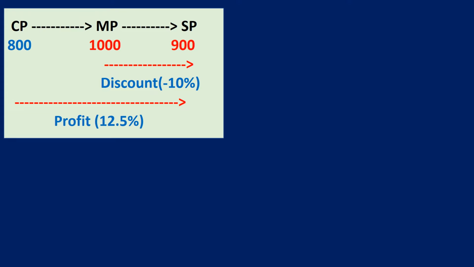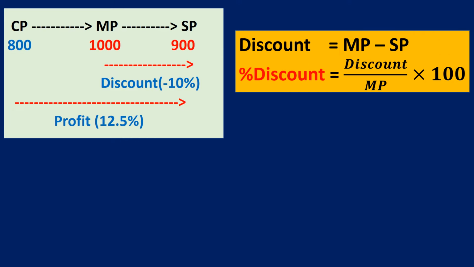The discount is the difference between the market price and the selling price of a product. It represents the amount by which the market price is reduced to arrive at the selling price. The discount is equal to the difference between the market price and the selling price. Using the following formula, the discount may alternatively be represented as a percentage of the market price. The discount percentage is equal to the discount divided by the marked price multiplied by 100.